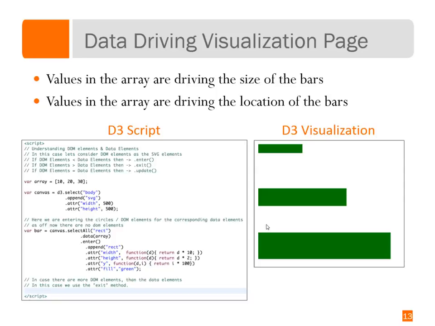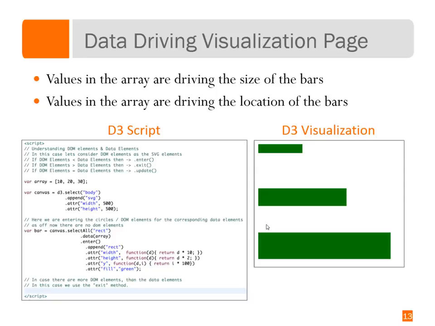I think you'll be able to tell from pushing the different data into those shapes that the data is actually driving the visualization. So the first thing we need to look at is the values in the array driving the size of the bars. Let's look on the left-hand side here. We have our D3 script. So this is our code. We'll look underneath the green comments, and the first statement we have there is an array. We create this array with 10, 20, and 30.